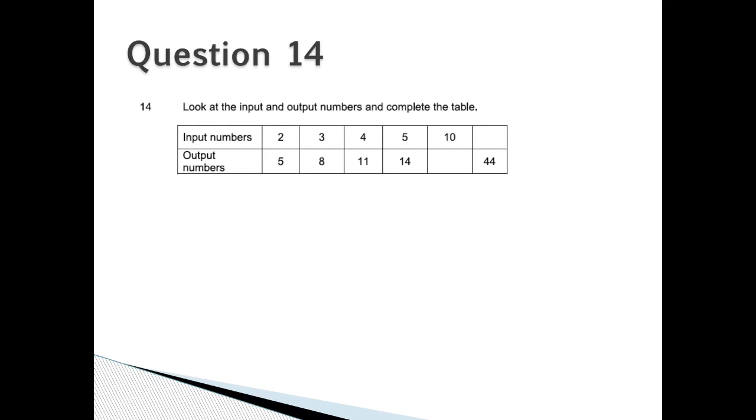Question 14. Look at the input and output numbers and complete the table. Your input numbers are 2, 3, 4, 5, and 10. And your output numbers for the 2 is 5, for the 3 is 8, for the 4 is 11, for the 5 is 14. For the 10 we need to work out the output, and for the output number of 42 we need to work out the input number.